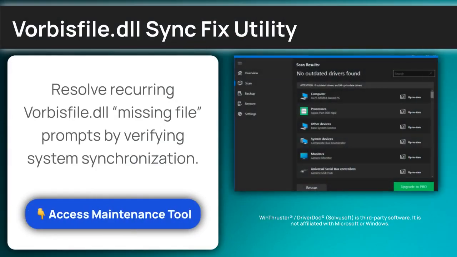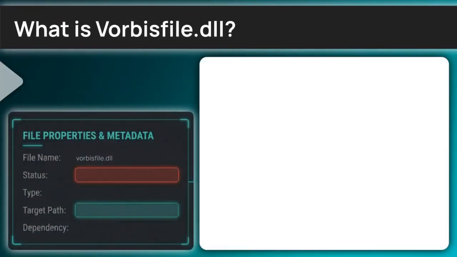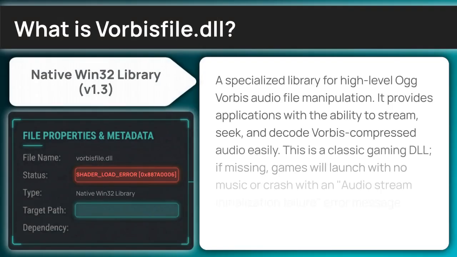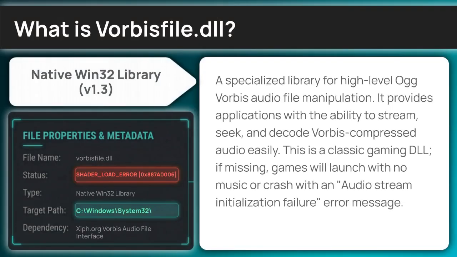This is the Vorbis File Audio Library, a specialized library for high-level Ogg Vorbis audio file manipulation. It provides applications with the ability to stream, seek, and decode Vorbis-compressed audio easily. This is a classic gaming DLL. If missing, games will launch with no music or crash with an audio stream initialization failure error message.